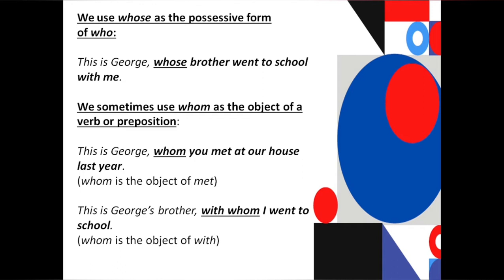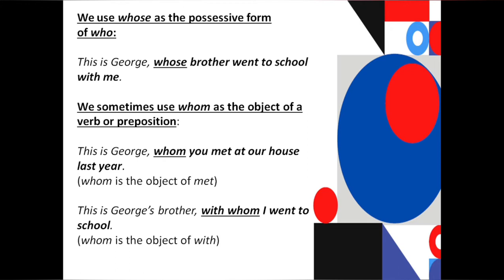So here I'm using whose, and I'm giving it as a possessive. So I know the possessive here, George's brother. So I know whose brother. I know this brother belongs to George. So George's brother, and this is George, whose brother went to school with me.